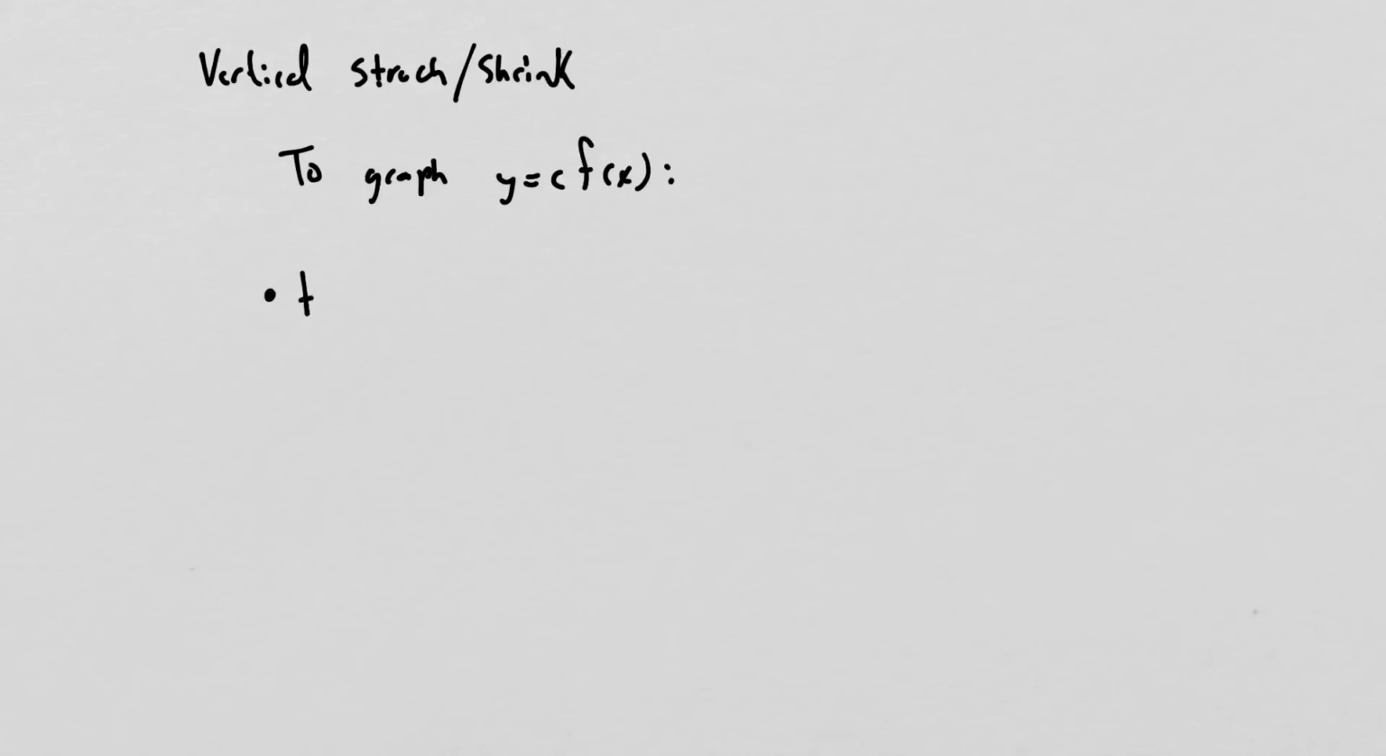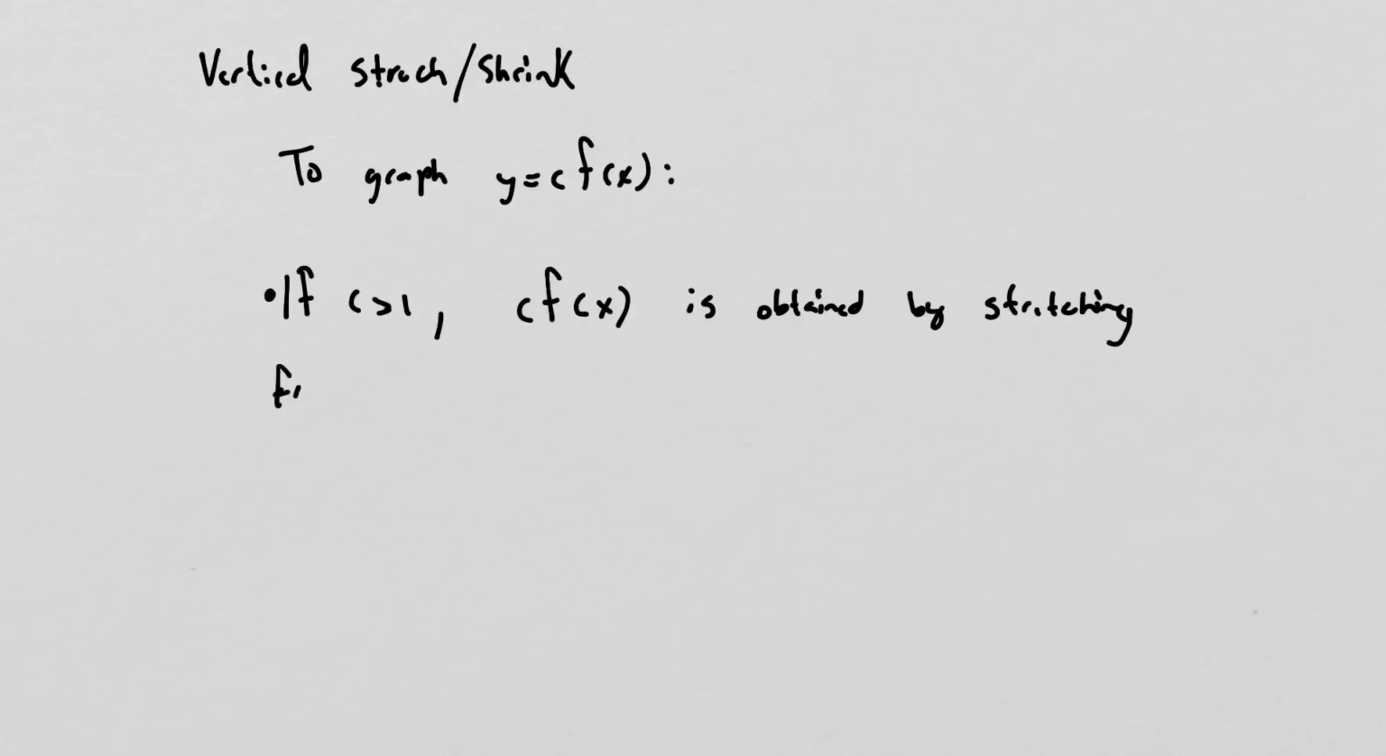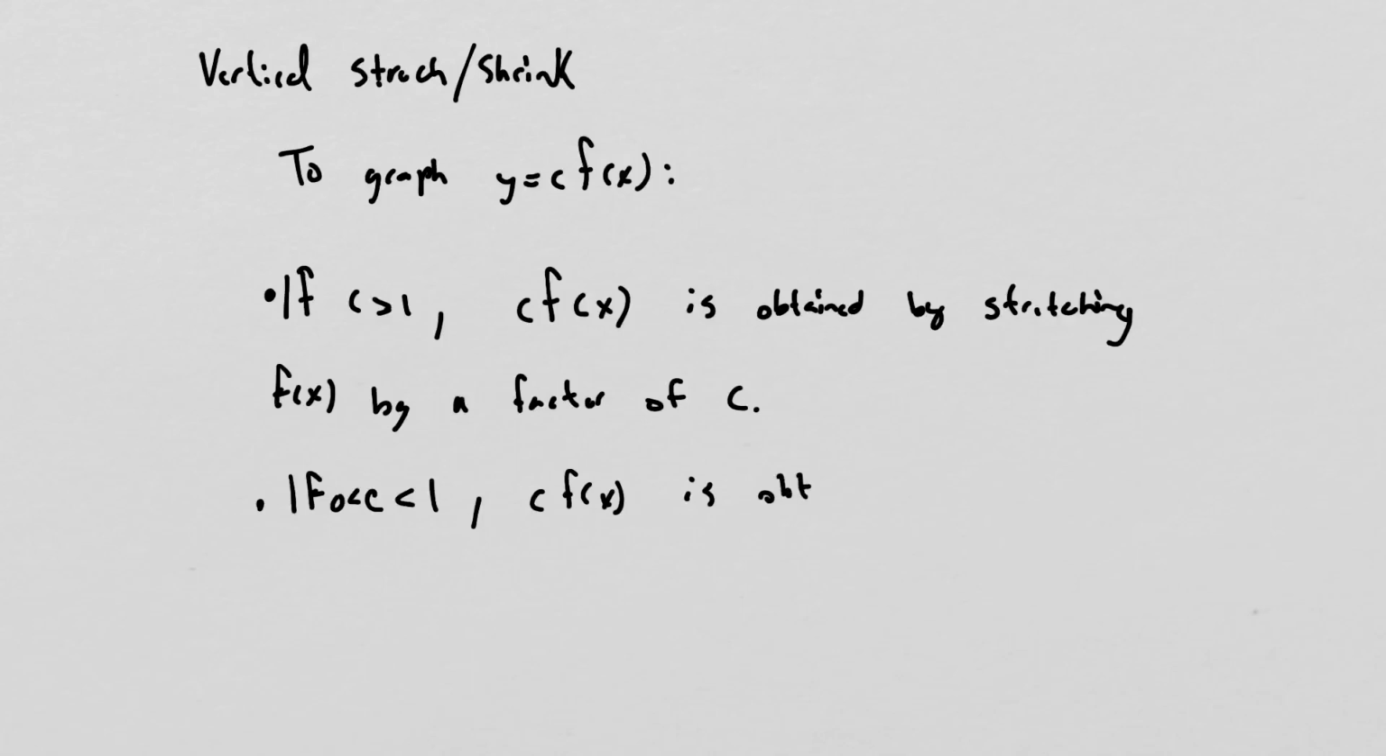So number one, if we're given that c is greater than 1, then the graph of the function c times f of x is obtained by stretching f of x by a factor of c. And if we're given that c is less than 1 but also bigger than 0, then our function c times f of x is going to be obtained by shrinking the function f of x by a factor of c.